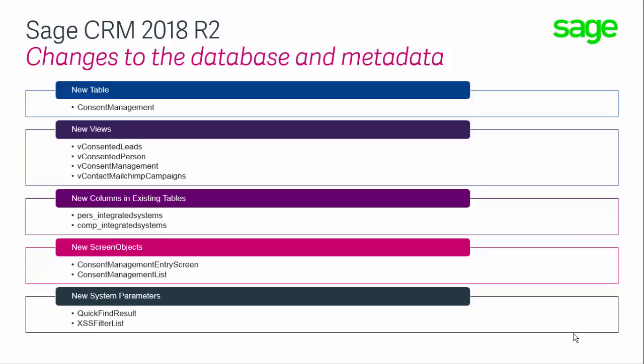And there are some new columns in existing tables to allow us to keep track of the link to external systems, and that's the PERS integrated systems on the person table and comp integrated systems on the company table. There are two new screen objects: consent management entry screen and consent management list. And there are some new system parameters: quick find result and XSS filter list, and we'll be talking about those in a moment. So as we discuss the new features in the rest of the training session, you'll be able to understand how all of these changes have been made.